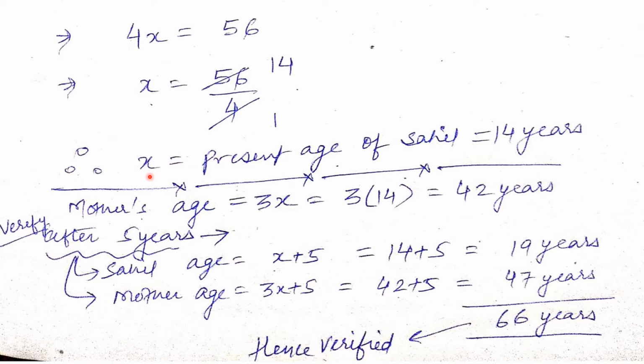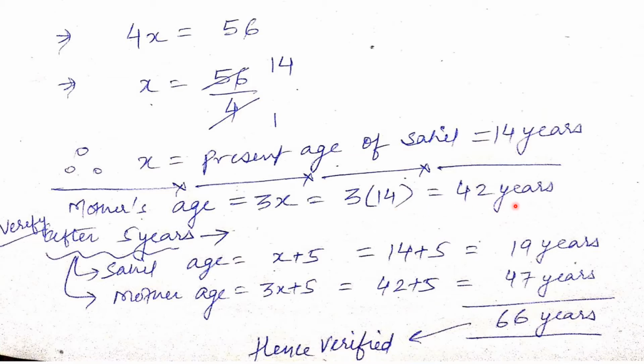Now we have got the value of x as how much? 14 years. And we all know what this x is. This x we assumed as present age of Sahil. The question is asking only the present age of Sahil. But what if it asked mother's age also, or mother's present age? Very easy. As we have got the value of x, we can find mother's present age, which is equal to 3x. What is the value of x? 14. So put the value of x in bracket, 3 into 14.